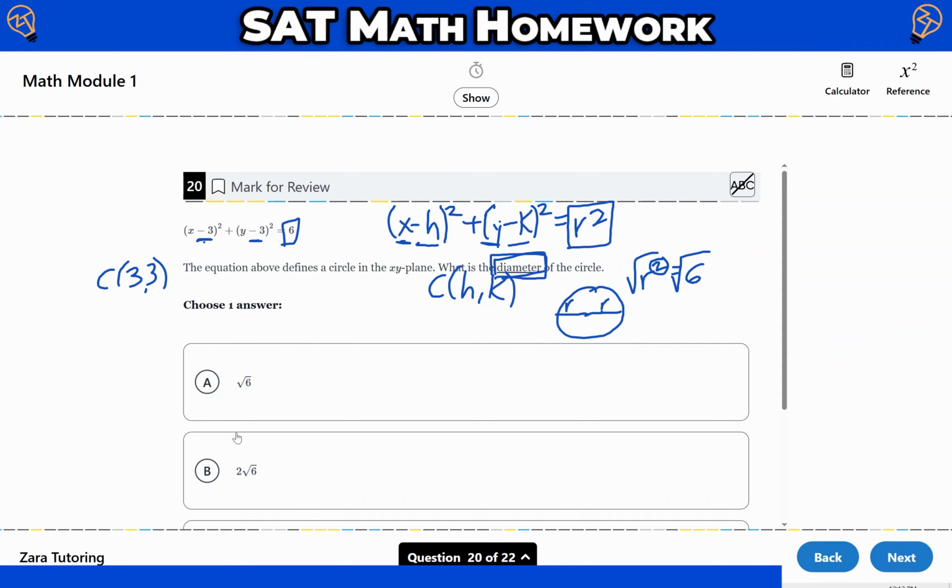Well, no. Look at options A and B, for example. We can already see it has a root 6 in it, so no need to actually put it in the calculator. We know that r is equal to root 6. Since the diameter is double that, in other words, the diameter is 2 radii, we know it's going to be 2 root 6, which matches with option B.